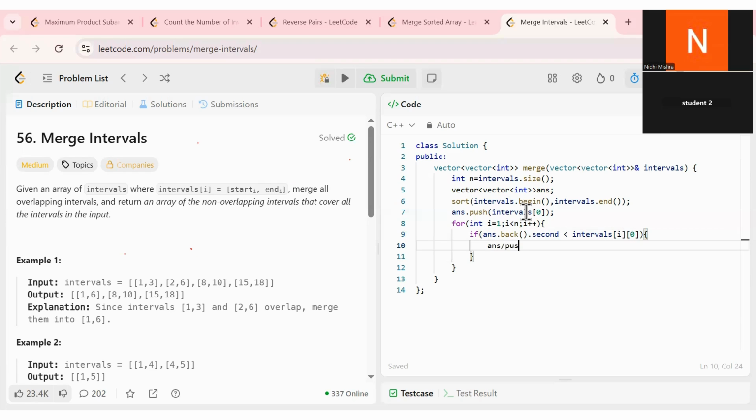So we'll do answer.push_back. What will I push? Intervals of I. Correct? Anything wrong? Yes, ma'am.